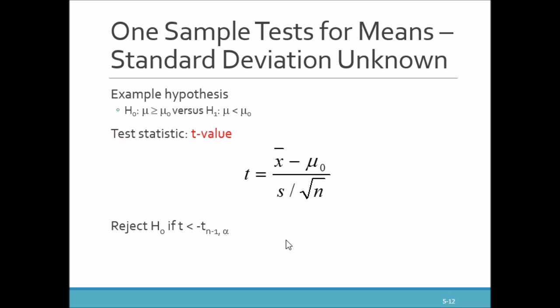To do this, we have to calculate a test statistic. For a one sample test for the mean, when the standard deviation is unknown, we use the t-value, and that is the mean of the sample that we collected minus the hypothesized value, divided by the standard deviation over the square root of the number of observations you have in your sample.